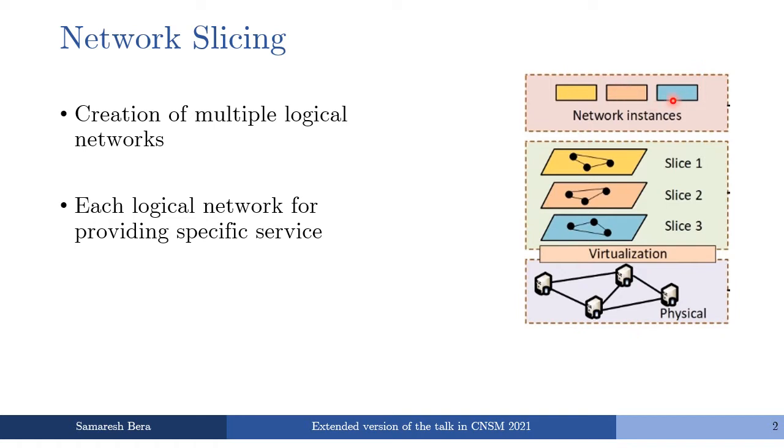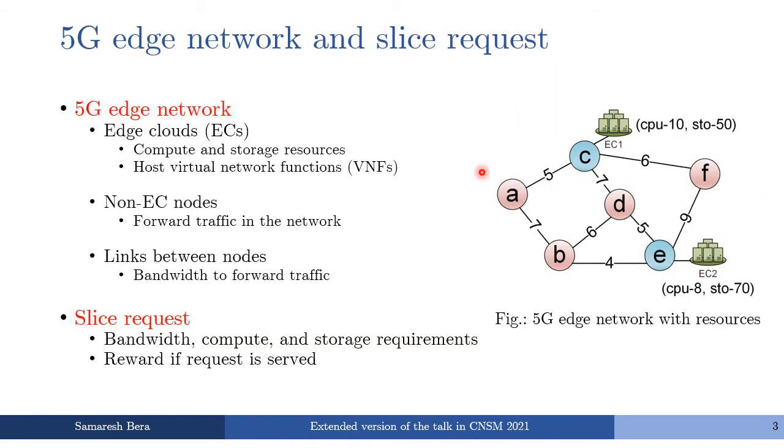In this work, we focus on a 5G edge network that consists of edge cloud nodes, non-edge cloud nodes, and the links between the nodes. The edge cloud nodes are equipped with compute and storage resources, and these are utilized to host the virtual network functions associated with the slice request. The non-edge cloud nodes simply forward traffic in the network, and we have links between the nodes with certain bandwidth to forward the traffic associated with slice requests.